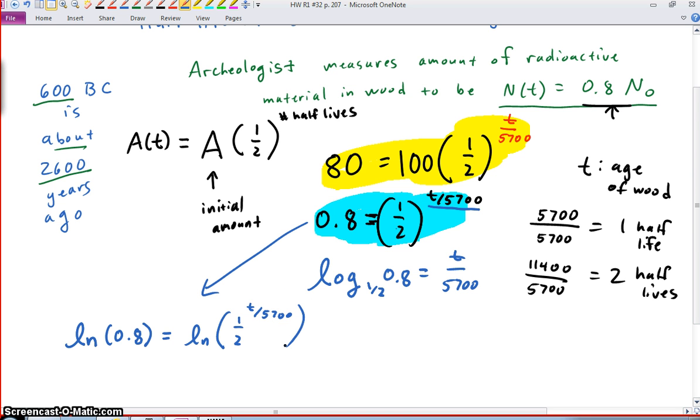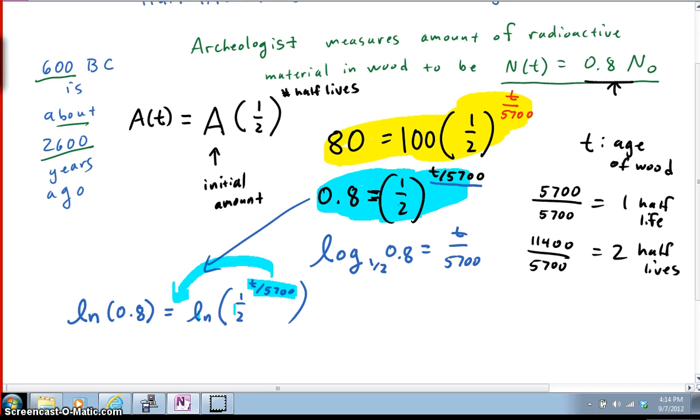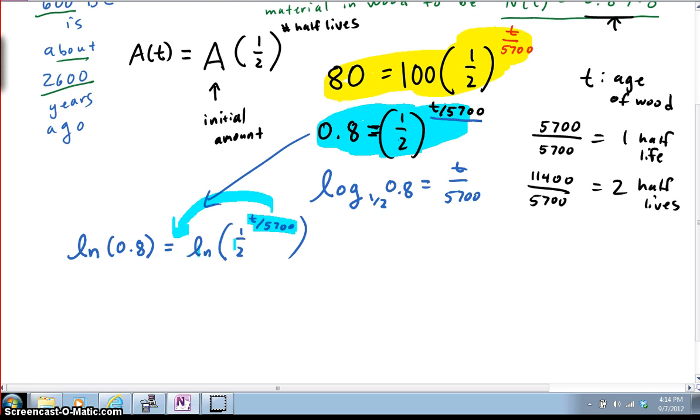All right? Now, properties of logs say that if we have the log of something raised to something, then this power can go in front. All right? So, we're going to take this natural log of 0.8. We're going to say t over 5,700 times the natural log of 1/2. And I want to solve for t.